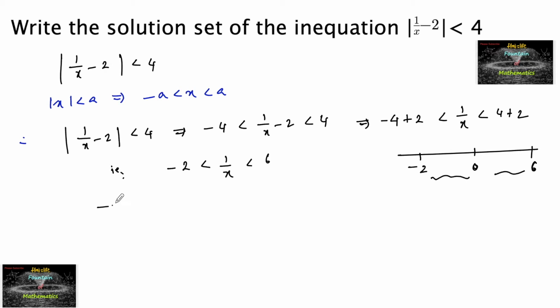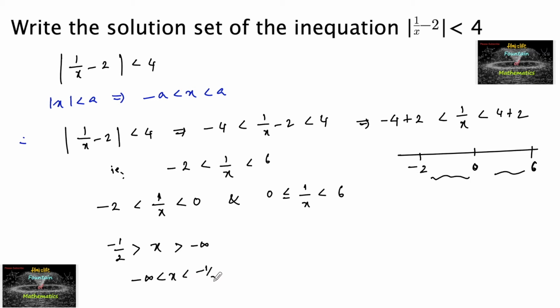So let us split this into two parts: minus 2 is less than 1 upon x is less than 0, and 0 is less than or equal to 1 upon x is less than plus 6. So in the case of negative, if you take the reciprocal of x here, the inequality will change. So here it comes minus 1 upon 2, and on the negative side, minus infinity. Or we can also write this as minus infinity is less than x less than minus 1 by 2.